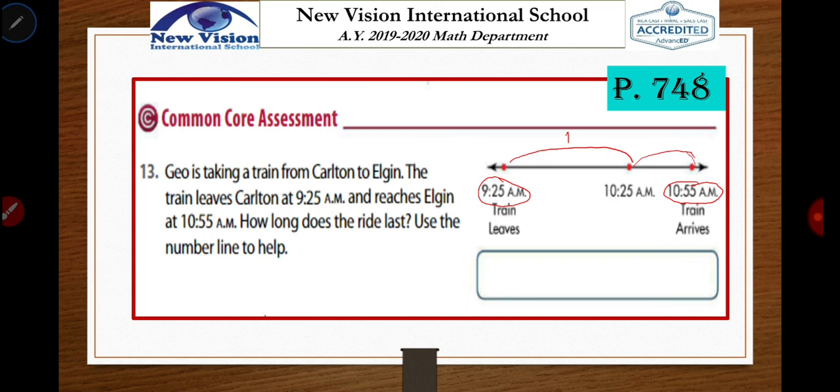Does it even reach an hour? No, only minutes. So how many? It's only from 25 to 55. It's 30 minutes. So the elapsed time is 1 hour, 30 minutes. Very good. Did you get it right? Good job, grade 3.